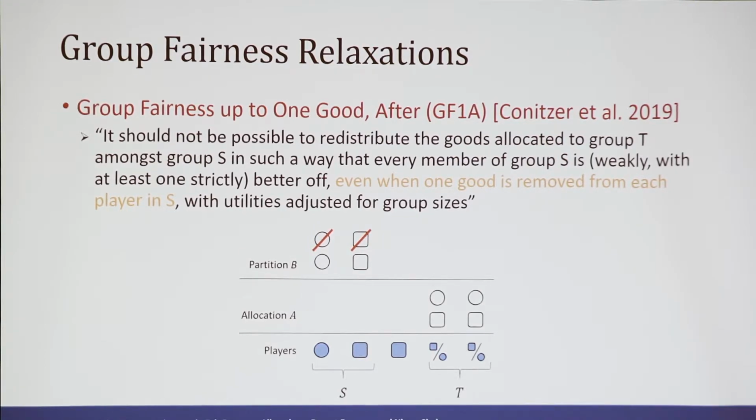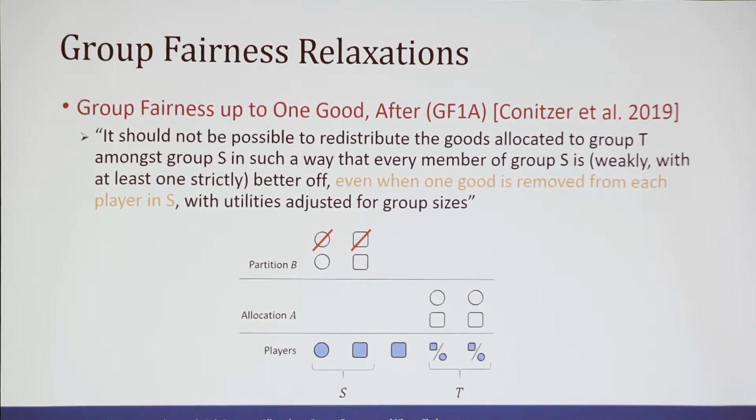And they're going to be of this up to 1 good style again. So there's 2 of them, an after and a before version. So what the after version says in black is basically what we had before. So it says it should not be possible to redistribute the goods allocated to group T amongst group S in such a way that every member of group S is better off, even when 1 good is removed from each of them. Okay, so we take our example from before.